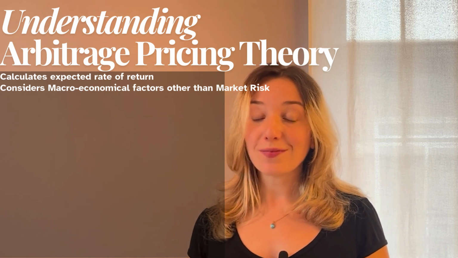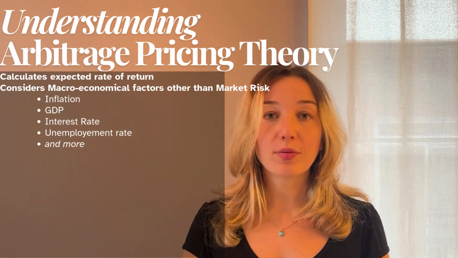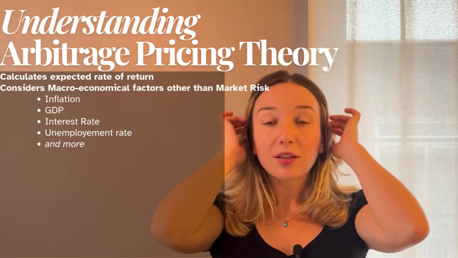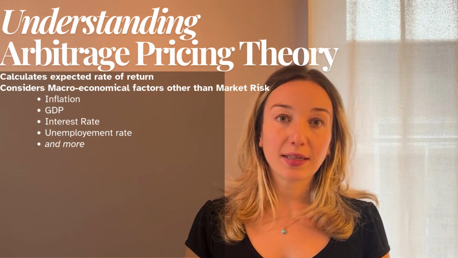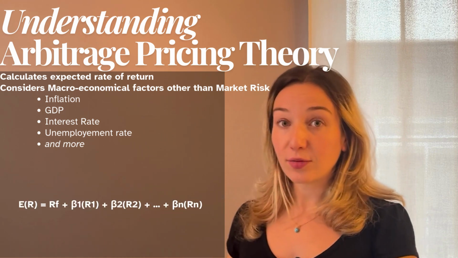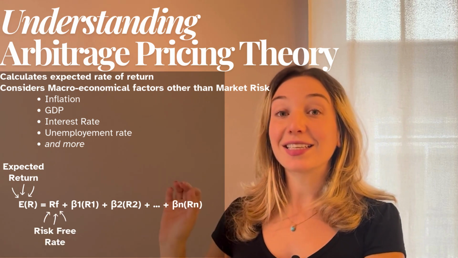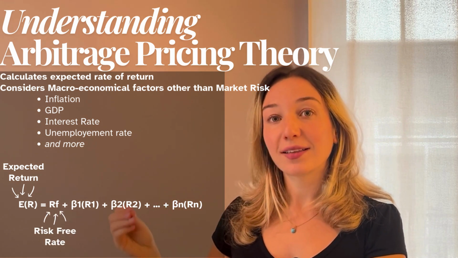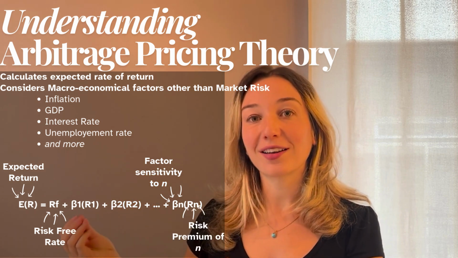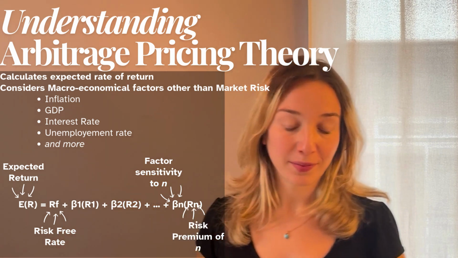So what can those be? Well, there's a long list. But as examples, you can look at inflation, GDP, unemployment rate, and more. The formula is similar. Basically, it's the expected rate of return is equal to risk-free rate plus the sensitivity to each factor times the premium rate on each factor.